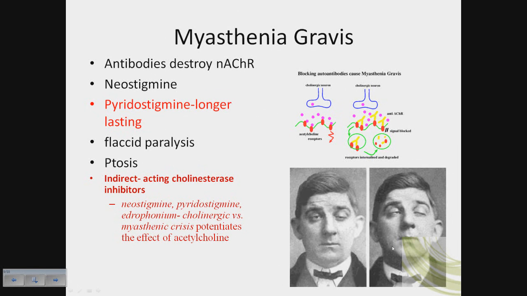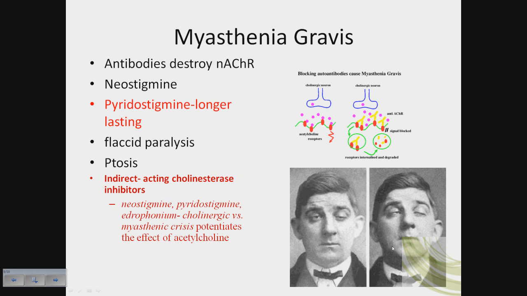So what happens is we can give them neostigmine or pyridostigmine, and these are drugs that will temporarily inhibit acetylcholinesterase. By temporarily inhibiting acetylcholinesterase, the acetylcholine remains in the synaptic cleft longer, and this can stimulate any remaining nicotinic acetylcholine receptors.